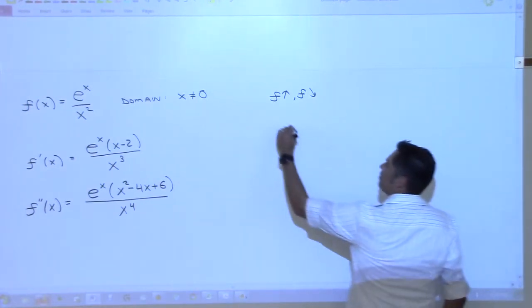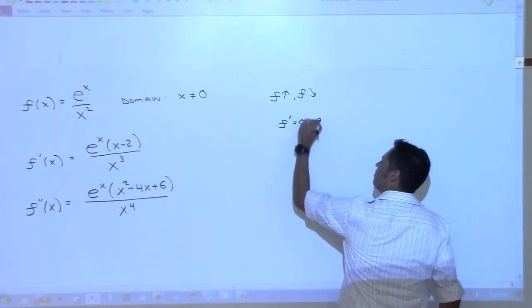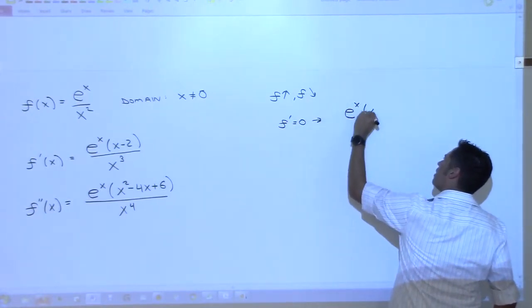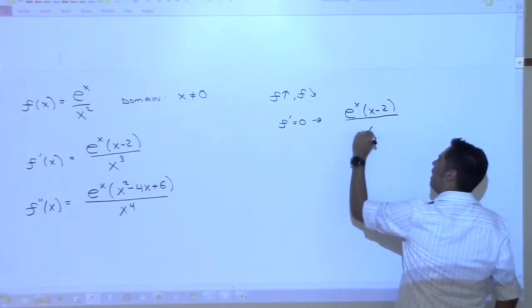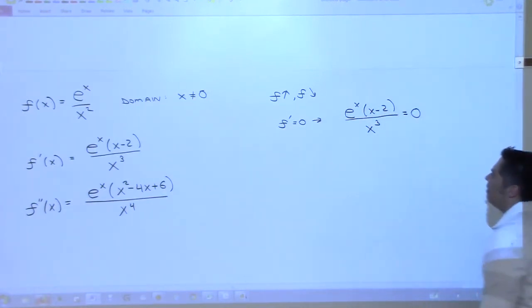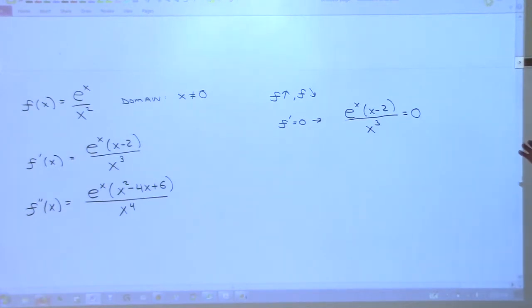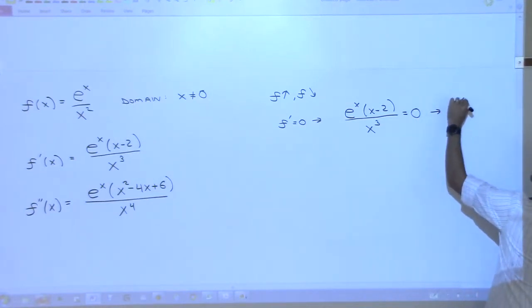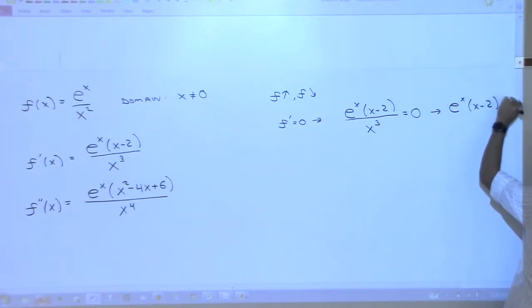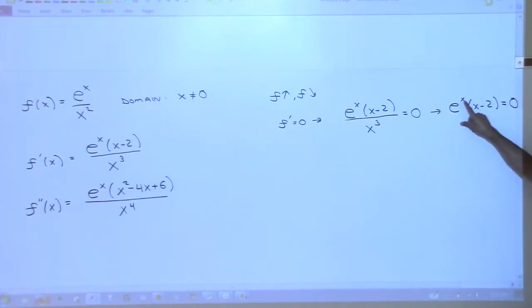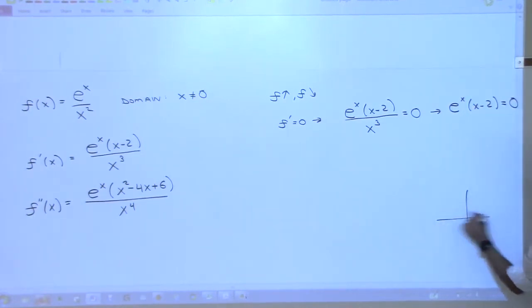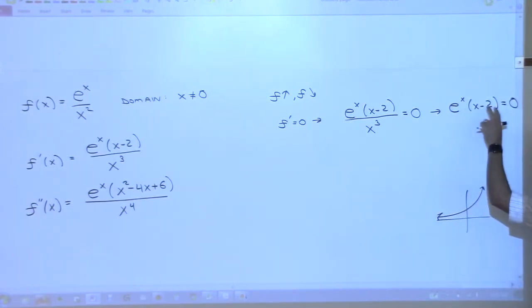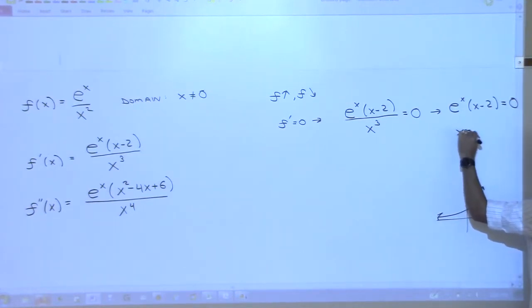So take my derivative, set it to 0. So I take e to the x times x minus 2 over x cubed, set it to 0. And that means I only have to concern myself with the top, right? So this means that only e to the x times x minus 2 has to be 0. And can e to the x ever be 0? No, it's the exponential function, right? It looks like this. And it never hits 0. So that can never be 0. So the only thing that could ever get me 0 is this. So I have one solution here. x is 2. Right?